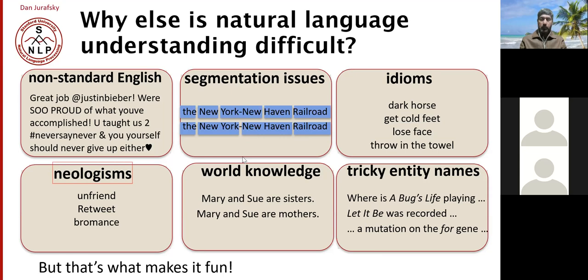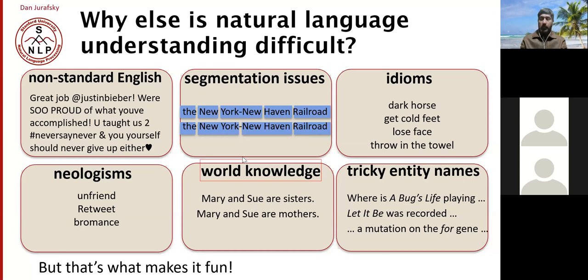So basically new words, neologisms. These are words that are coined recently. Unfriend, for example. There are also tricky entity names. There are movie names out there. To give you an example in Urdu, Barkat is a standard word, but Barkat can also be the name of a person. So the complexities are numerous in natural language. That makes natural language interesting as well as challenging.